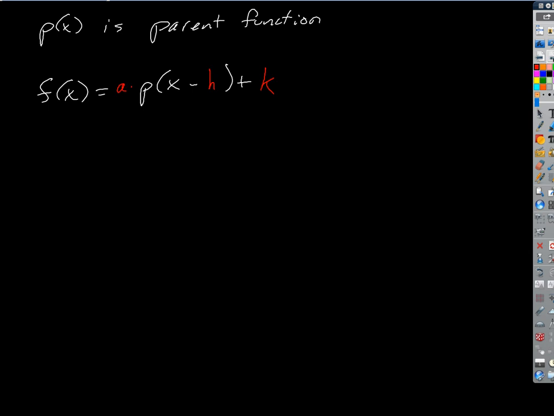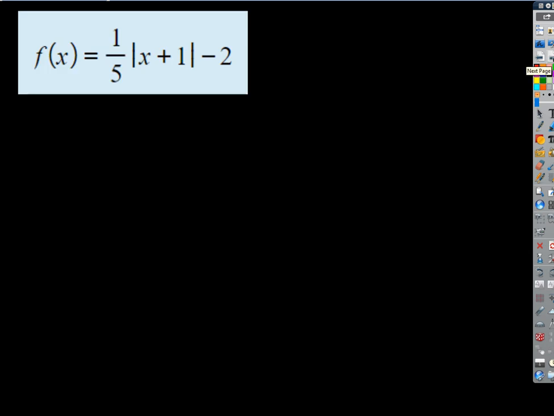So what if we wanted to do something like this guy right here? If we want to graph this, what parent function is it based on? What would p of x be here? What kind of function is that? Absolute value, good. So the parent function is just the absolute value of x, right?